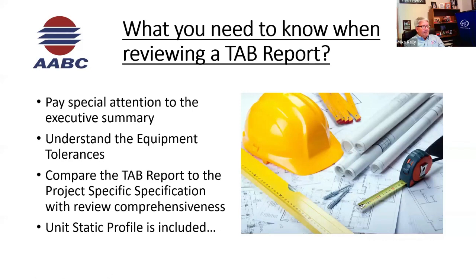When you're reviewing a TAB report, pay special attention to the executive summary. Understand the equipment tolerances, compare the TAB report to the project specs, and check that the unit static profile is included. I put that in there because all too often I see so many air handling units and so much air balancing done where static profiles aren't included on air handling units, and they're so important.